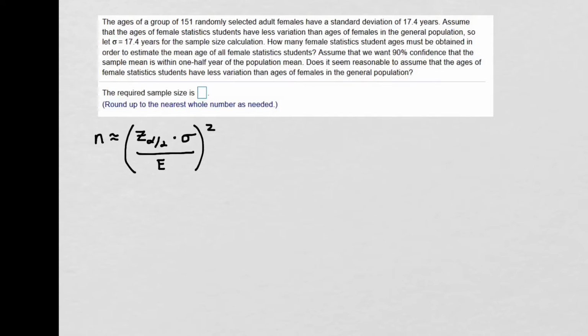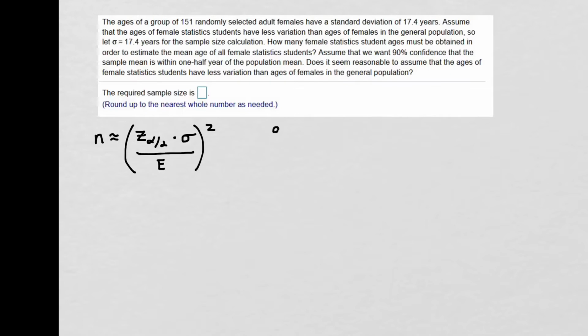Now in your textbook, they square each of those values individually. I don't know why they do that. It just makes for more typing. So I just group them all together and square the whole thing. So the first thing we need to do is calculate Z sub alpha over 2. This is really the big, difficult part of this problem.